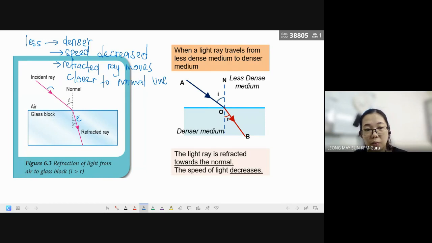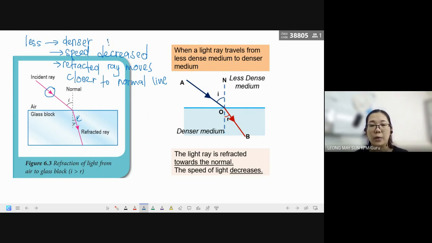And please don't forget the arrow. When you draw a ray diagram, this is also considered a ray diagram for refraction. You have to have the arrow. The arrow shows where the ray is moving, where the light is moving from. If you don't put an arrow there, unfortunately you won't get any marks if this question comes out in any of your exam papers. So please do take note of this. This is moving from a less dense to a denser optical density medium.